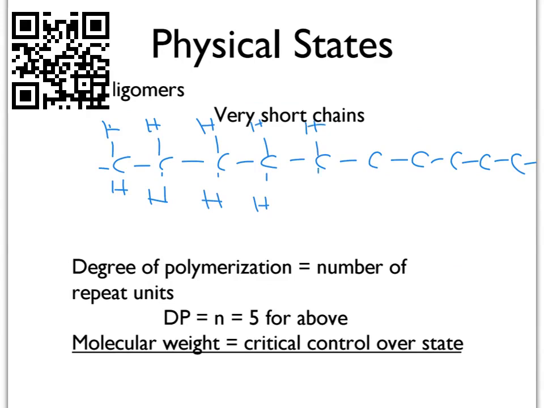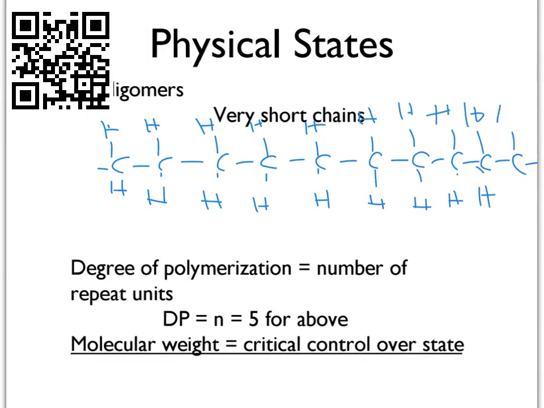Oligomers are considered short polymer chains, and a great example is underneath your shoes. The floor wax that was used to make the tiles in this room look pretty is polyethylene that's a low molecular weight. Not as low molecular weight as this.